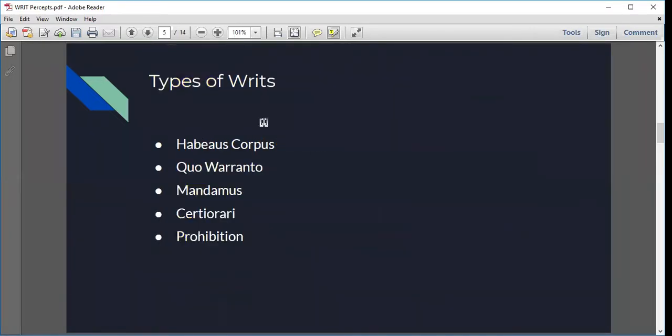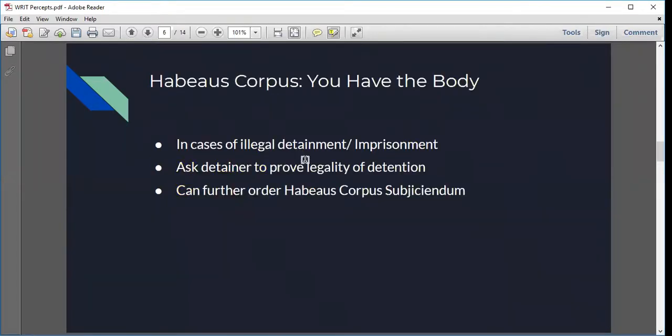Right now, we need to talk about the types of writs. We have habeas corpus, quo warranto, mandamus, certiorari, and prohibition. We will talk about all of these one by one. So let's see what habeas corpus means. Habeas corpus means you have the body.